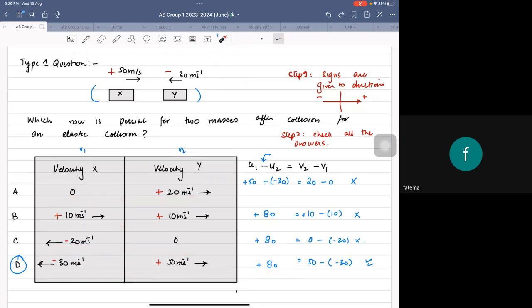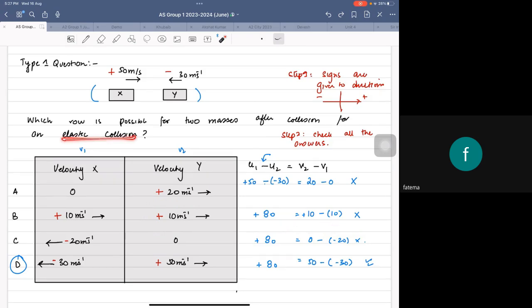So I have to check which condition out of these four will give me 80 on the right side as well. For the first one, if you check V2, we have to do V2 minus V1. As you can see, 20 minus 0 will give me 20. So it becomes plus 80 equals to plus 20, which is not equal. So it means this is inelastic, this is not elastic. Okay. Same goes for this one. 80 was there equals to, this is 10 positive and then minus positive 10. So 10 and 10 will be 0. Basically, it will be 80 equals to 0, which is not equal, which means this is also inelastic.